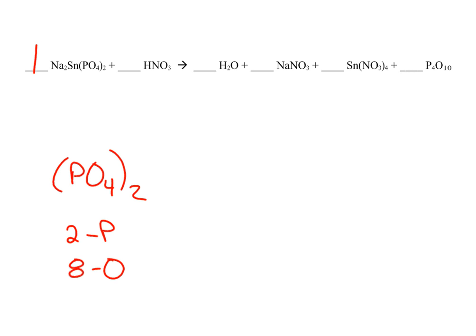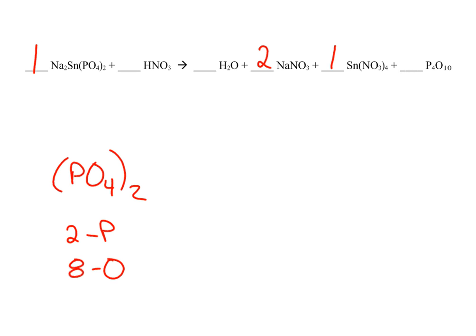So let's start with the sodium. We have 2 sodium there on the left with that 1 there. So in order to get 2 sodium on the right, I'm going to put a 2 in front of the sodium nitrate. Then I can approach and do the tin. There's 1 tin over on the left. I'm going to swing over and put a 1 in front of the tin nitrate to get 1 tin over there. So moving along okay.